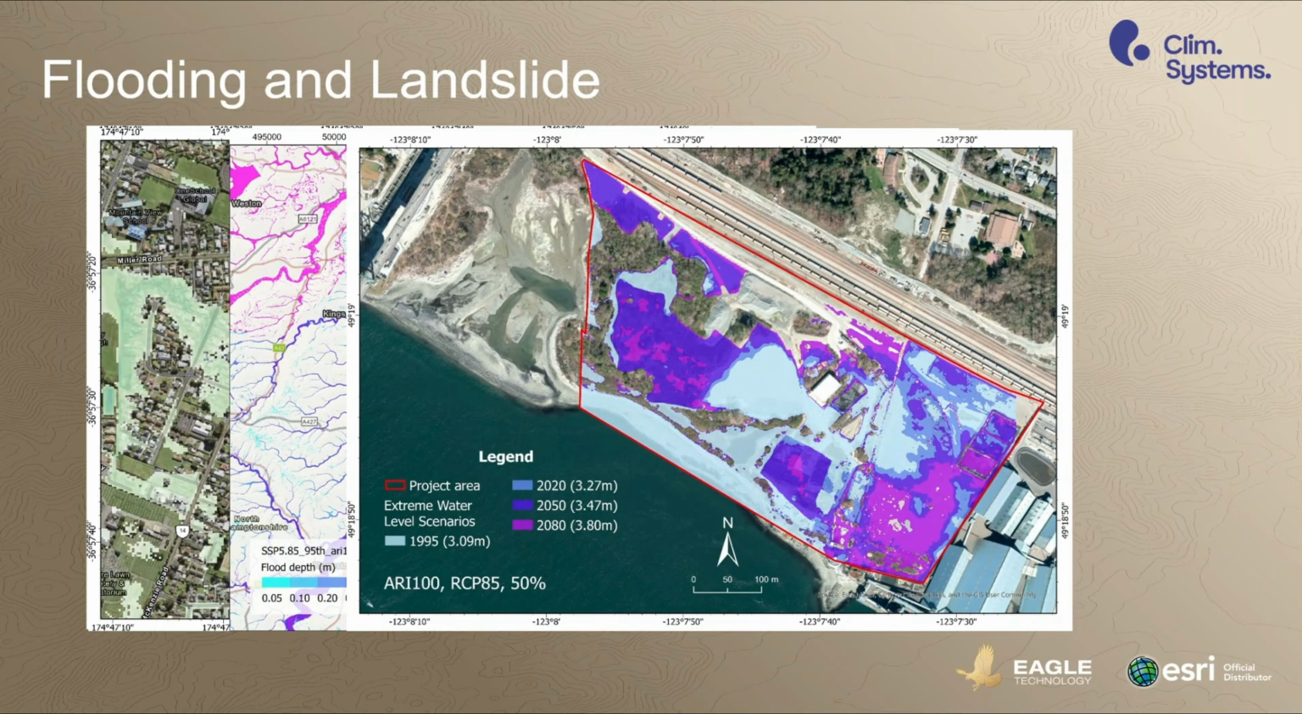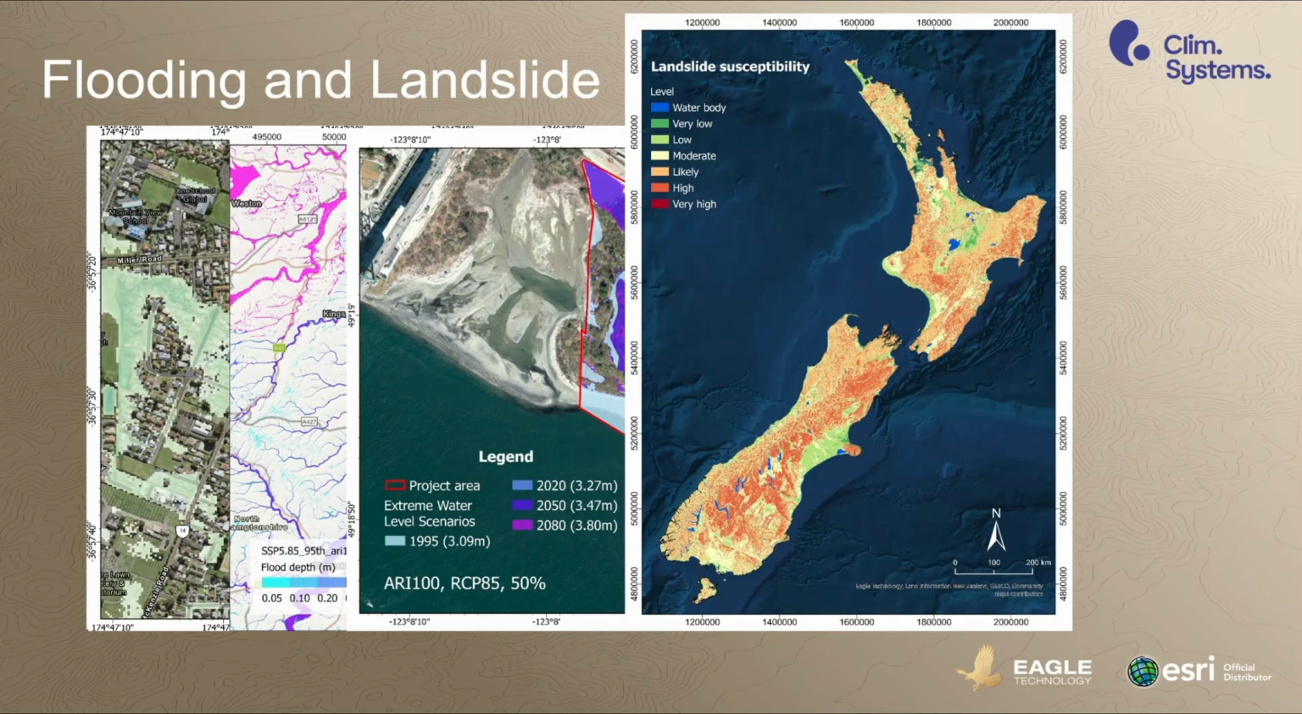Quite expensive, I would have thought, in this particular area and in this particular coastal location. The other thing is landslide. We have worked with various geophysical aspects of the New Zealand environment, looking at slopes, soils, rainfall, etc., working with some GNS data, etc., looking at landslide susceptibility.